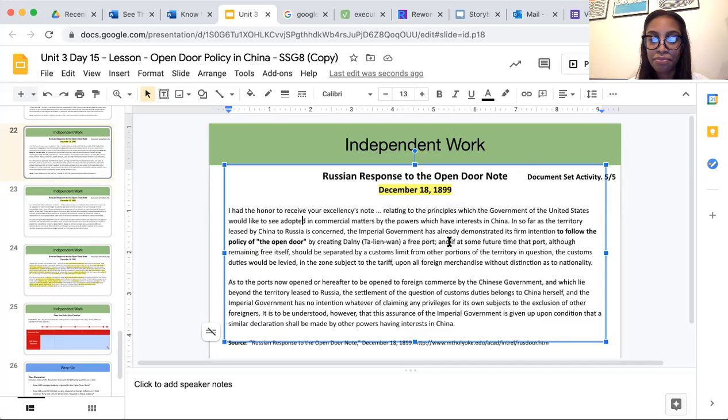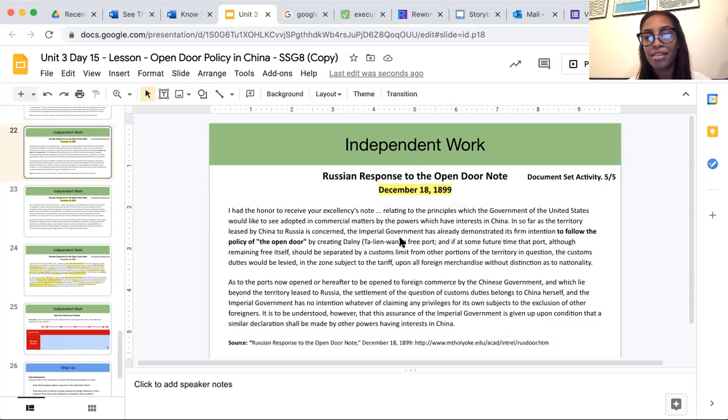"And if at some future time that port, although remaining free itself, should be separated by a customs limit from other portions of the territory in question, the customs duties would be levied in the zone subject to the tariff upon all foreign merchandise without distinction as to nationality." There's a lot going on here. So it's important that the students have access to this text in their home language.